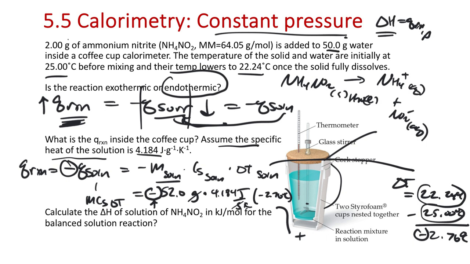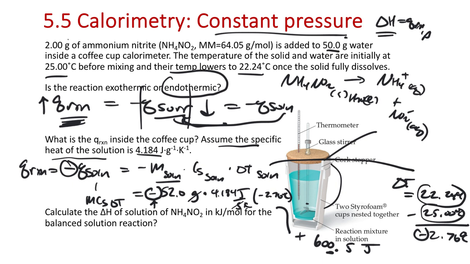So my Q reaction works out to be negative 52 times 4.184, and then times negative 2.76, and that's 600.5 joules. I don't think it says to convert to kilojoules, so I'll leave this here as the number in joules. I think it should just have 3 sig figs. The 52 had 3 sig figs, the 2.76 has 3 sig figs, so we're at about 601 joules here for the heat of the reaction occurring inside of this coffee cup.